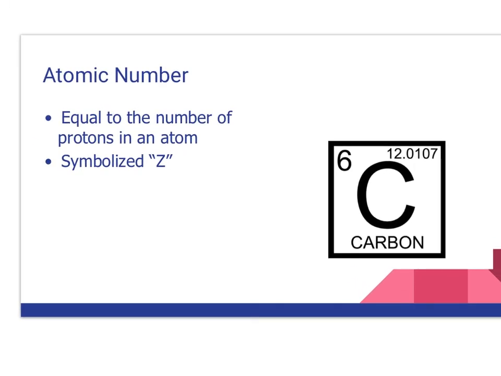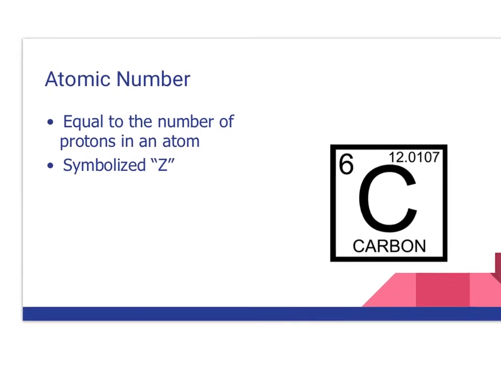So the first thing we will talk about is the idea of the atomic number. The atomic number of an atom is equal to the number of protons in the atom. If we look at our periodic table, or the periodic table that was handed out in class, the atomic number is the number listed in the upper left-hand corner. So if you need to, you may want to pause the video and take your periodic table out. The number in the upper left-hand corner is the atomic number, and it's going to tell us the number of protons in an atom. It can be symbolized with the letter Z.